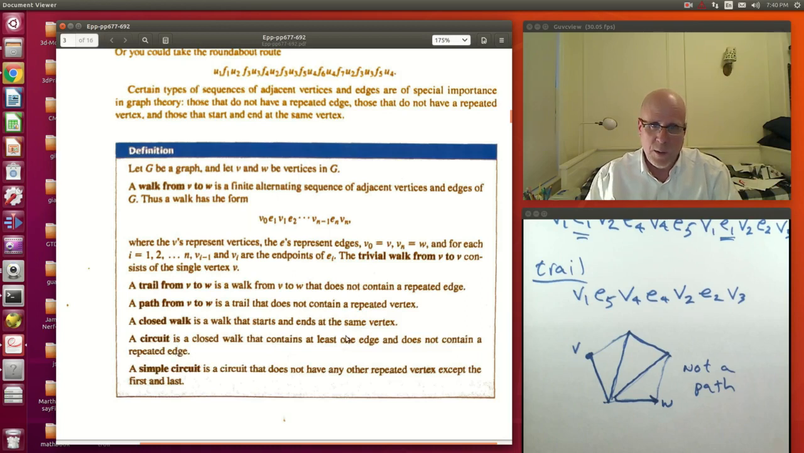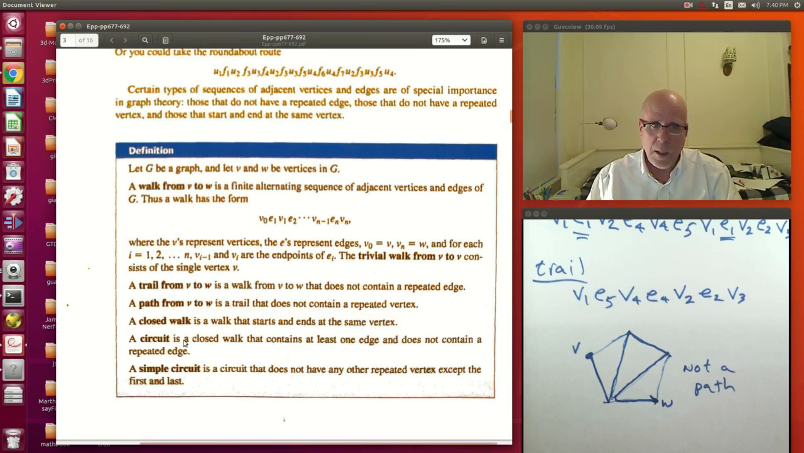A circuit, however, this is one more piece of terminology, is closed, but it can't be trivial. So it has to have at least one edge in it. We don't consider a trivial walk to be a circuit, where you start at a vertex and you go to that vertex without following any edges. Not really what's meant by a circuit. In fact, I think it's going to have at least two edges. But no, that's not true. If you have a loop in the graph, you could start at a node, follow that one edge, and end at that node. Anyway, it's a circuit if it doesn't have a repeated edge.